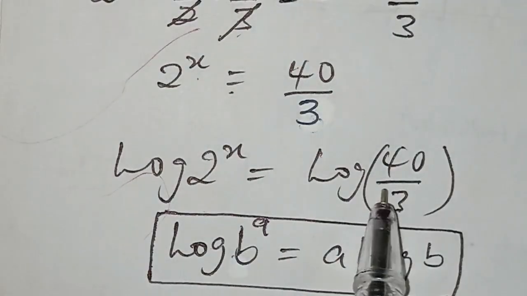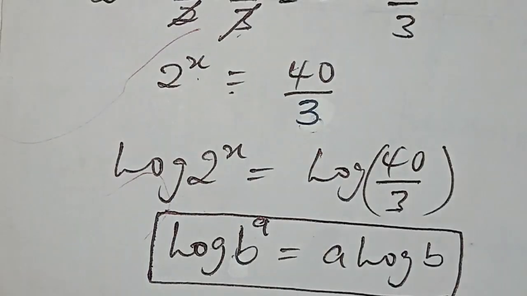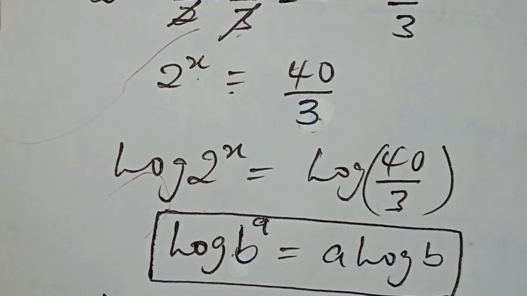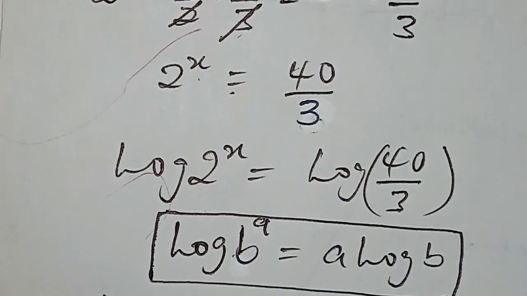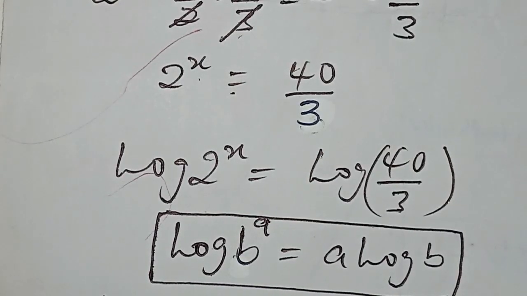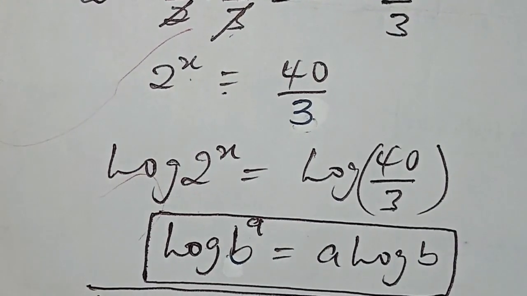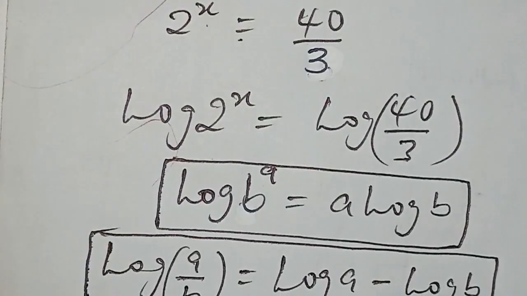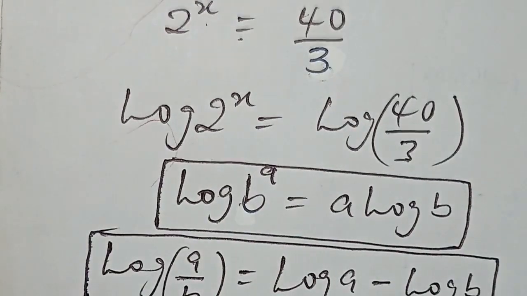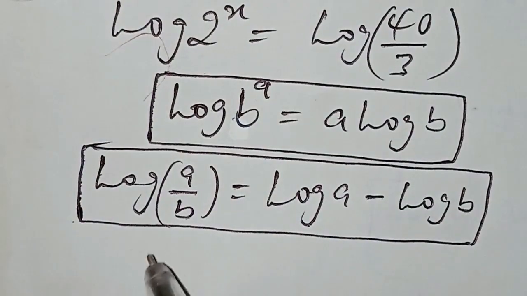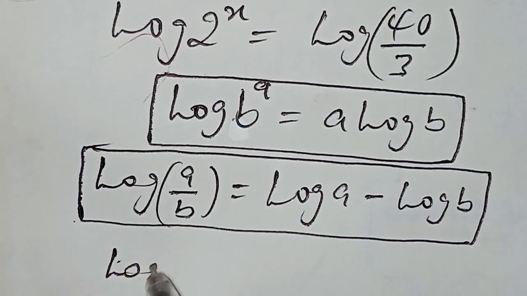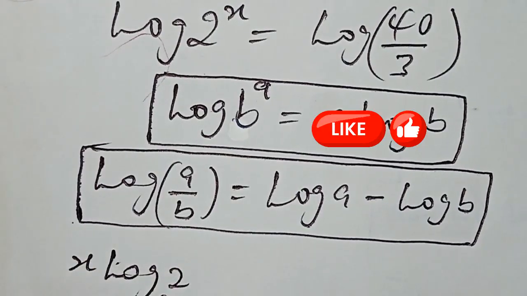So what we need to do here is to also apply another identity, which implies if you have log of a over b, it can simply be expressed as log of a minus log of b. So this will also be applied to the right hand side. So for the next step, we are going to arrive at x log 2, with x coming to the base.